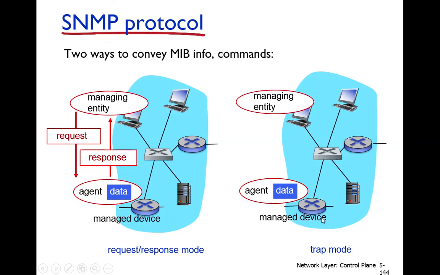Another is called trap mode. Trap mode means that when this link fails, this device will immediately send the data. This is called trap mode. So the server doesn't solicit the message, but when this link fails, the message is sent immediately. This is called trap mode.